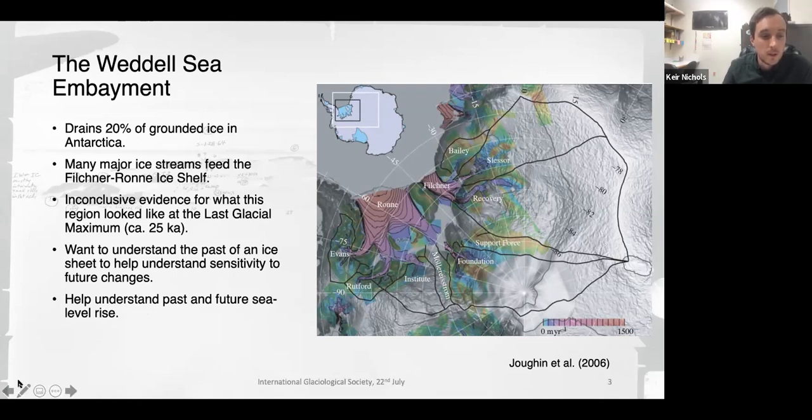So if I turn on my laser pointer. The Weddell Sea is up here to the east of the Antarctic Peninsula. And we've got all these big ice streams that flow. So this is grounded ice that flows into a floating ice shelf here, the Ronne Filchner ice shelves. About 20% of grounded ice in Antarctica drains into this area. And there's inconclusive evidence for what this area looked like at the last glacial maximum.